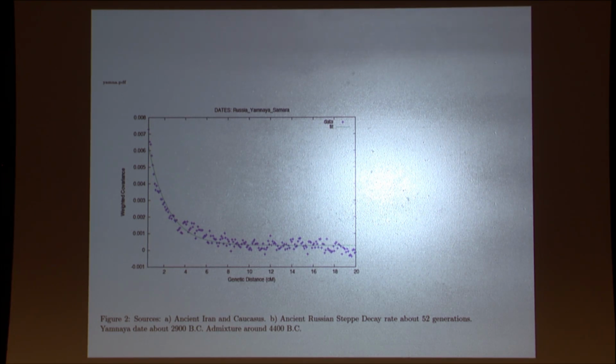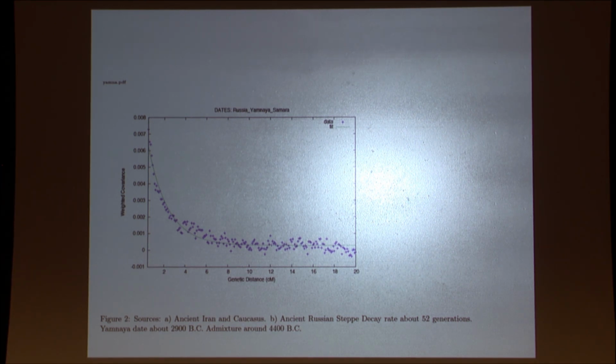But you wind up with this curve that's an exponential curve, and the decay rate of the curve allows you to read off the admixture date. And the admixture date is, of course, relative to the samples that you're looking at here. So the Yamna samples date from about 2900 BC, right? You look at this decay curve, it's about 50 generations.